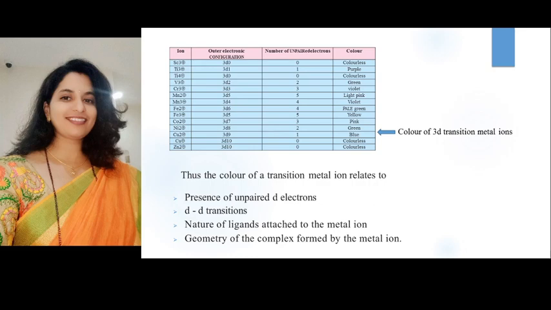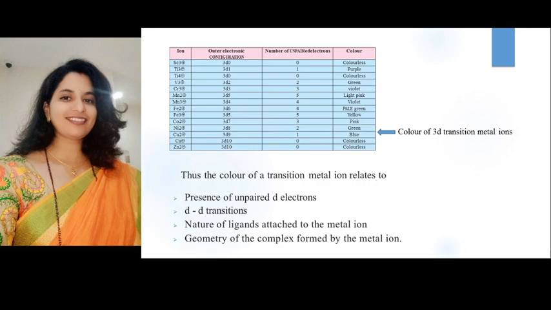Titanium 3 plus has 1 unpaired electron, so the color observed will be purple. For titanium 4 plus, as the number of unpaired electrons is 0, the color of the transition metal will be observed as colorless. Vanadium 3 plus, number of unpaired electrons is 2, so the color of the metal complex will be green.